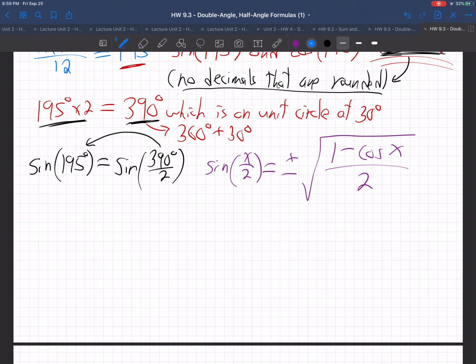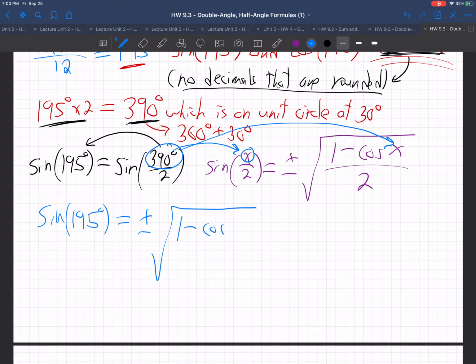So notice that the 390 is the x in the formula. That's what you have to do in math and science: you match up the pattern. So the 390 on the top is the x. If the 390 is x there, it's also x there. So the sine of 195 degrees is going to equal plus or minus the square root of 1 minus the cosine of 390, all over 2. I just put the 390 in right there, according to the formula.